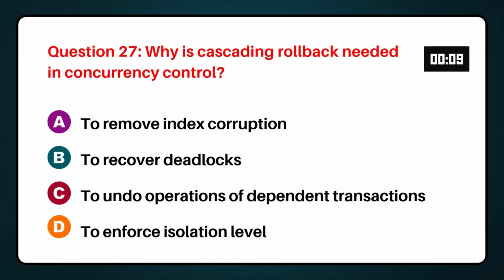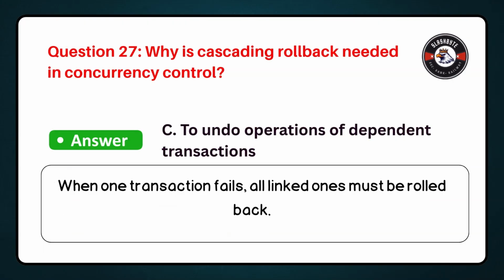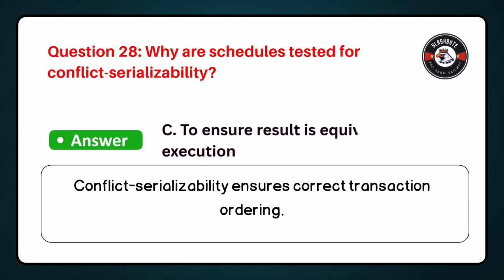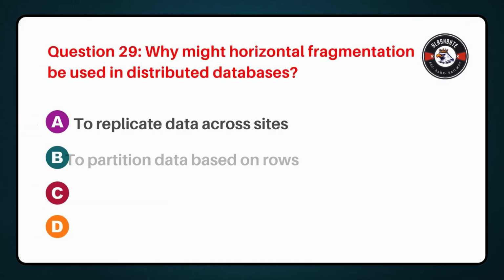Question 27. Why is cascading rollback needed in concurrency control? Correct answer, C. To undo operations of dependent transactions. Question 28. Why are schedules tested for conflict serializability? Correct answer, C. To ensure result is equivalent to serial execution.